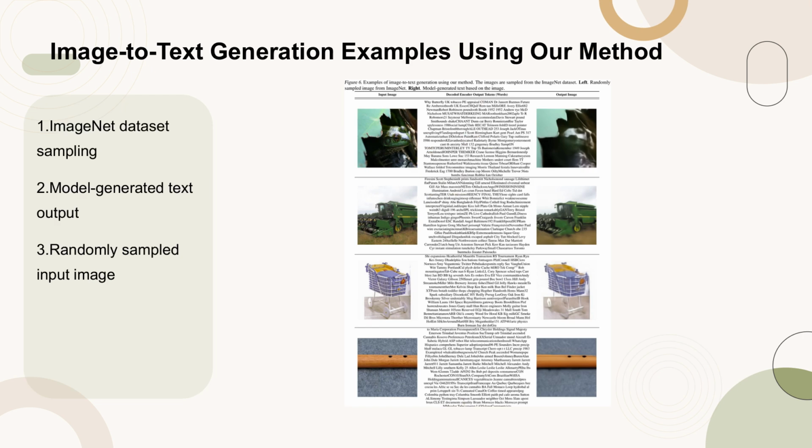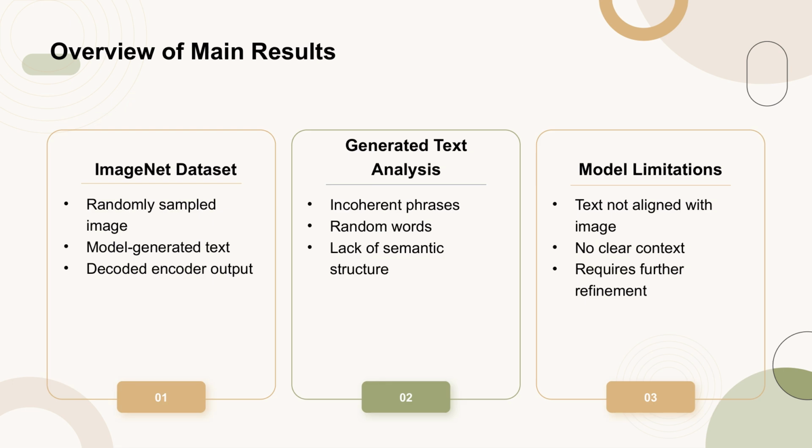Figure 6 presents examples of image-to-text generation using our method, showcasing images sampled from the ImageNet dataset. On the left, a randomly sampled image from ImageNet is displayed. On the right, the corresponding text generated by the model based on the image is shown. This figure illustrates the capability of our method to translate visual content into textual descriptions, demonstrating the potential of unsupervised text-image alignment. The main results focus on the analysis of the ImageNet dataset.